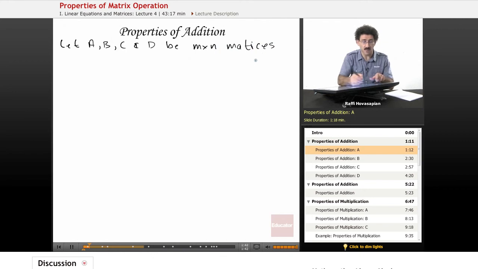And again, remember that we're using capital letters for matrices, and usually when we talk about vectors, which is an m by 1 or a 1 by n matrix, then we'll usually use a lowercase letter with an arrow on top of it. But capital letters for a standard matrix. So let A, B, C, and D be m by n matrices. Okay.